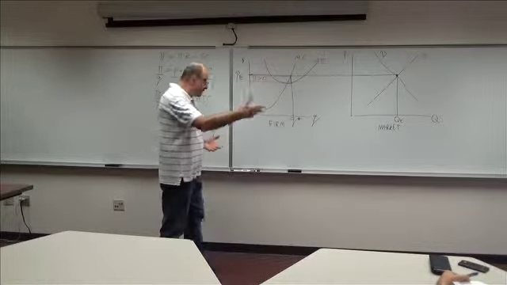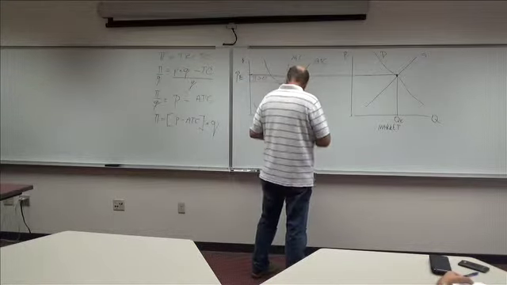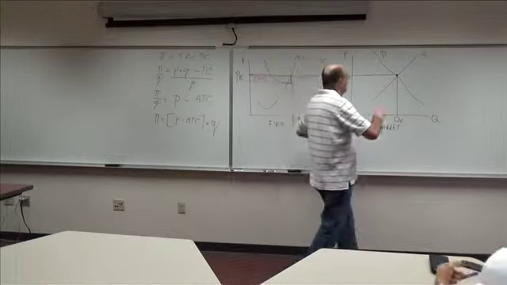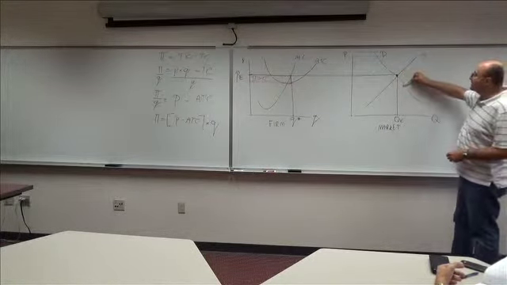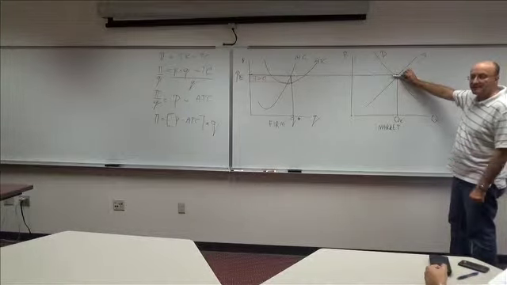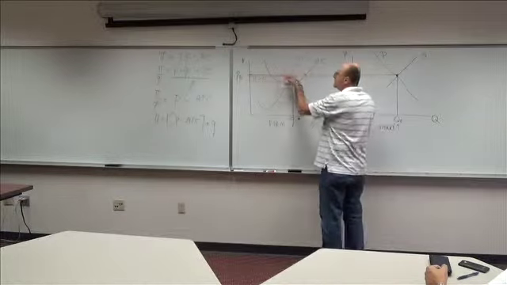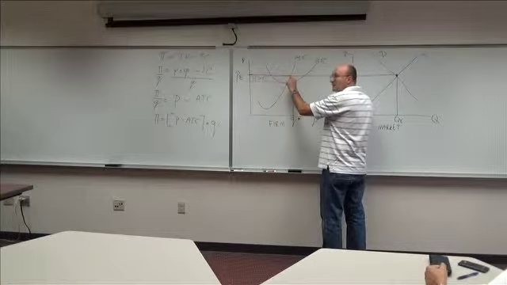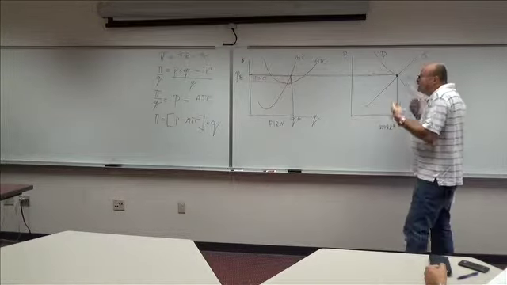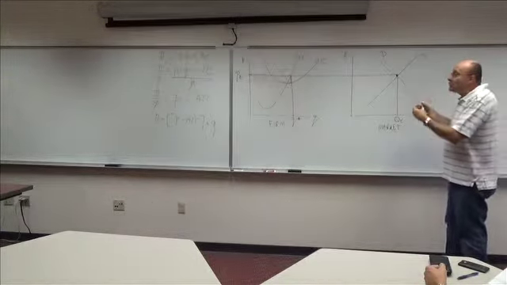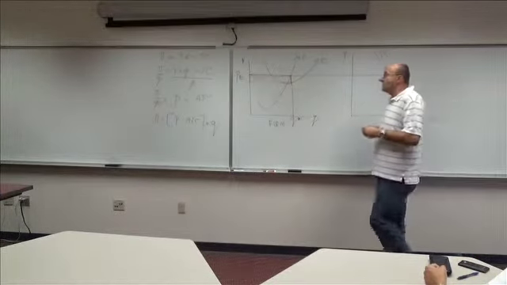More firms enter. So, as more firms enter, supply starts shifting to the right. As supply starts shifting to the right, what happens to price? Equilibrium price? Drops. And as the price drops, what happens to the size of the profit? Shrinks. Gets smaller and smaller. When is that influx, that entry of new firms going to stop? When economic profit is zero.